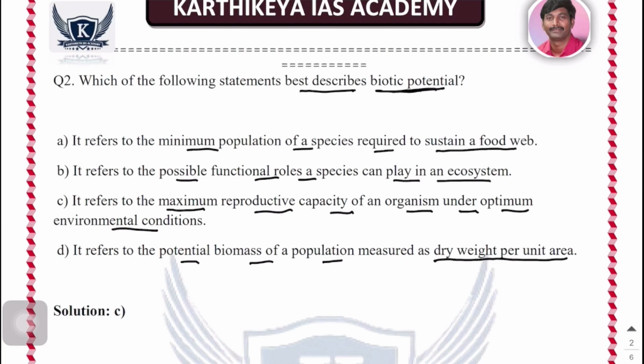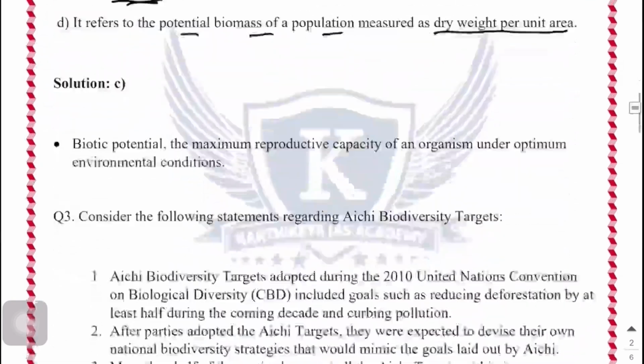The correct answer is option C, which means the biotic potential is the maximum reproductive capacity of an organism under optimum environmental conditions. So C is the correct answer. Let's go with the third question.